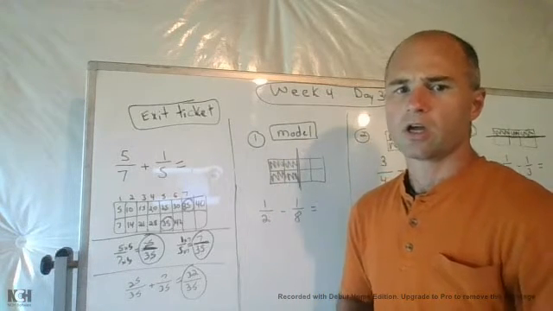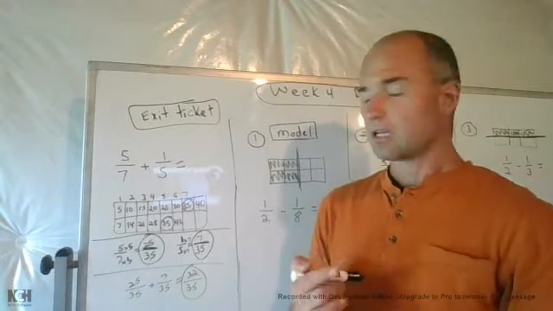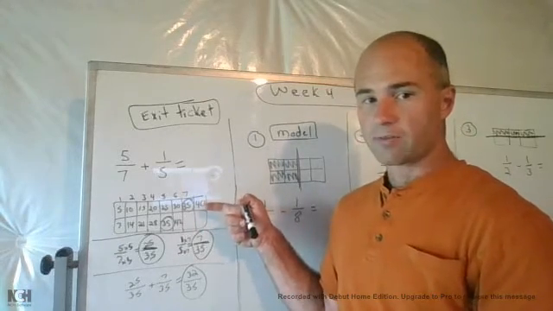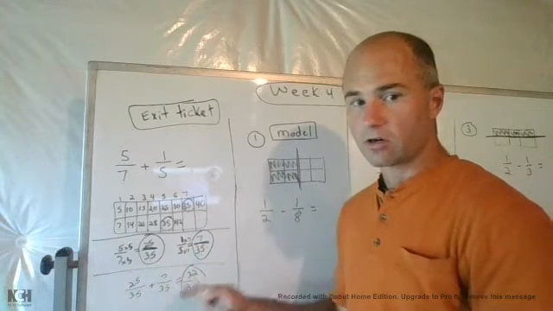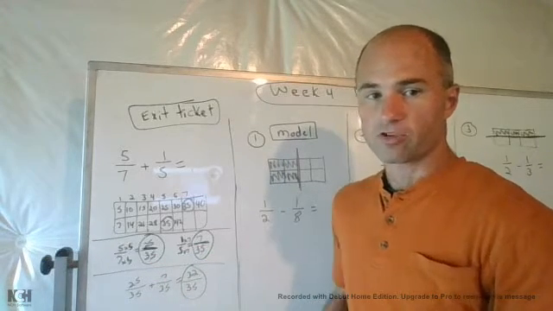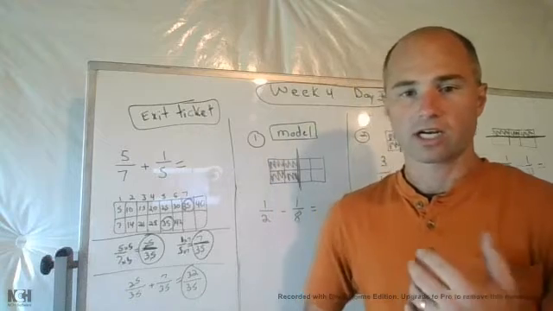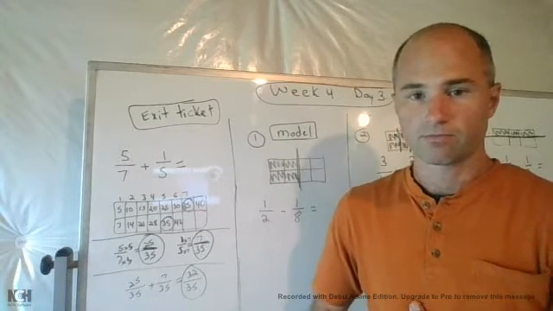So, if you made a mistake, was it not finding the correct denominator? Was it not finding the equivalent fractions correctly? Or was it an addition mistake? Try to identify that so you work on not making that same mistake.